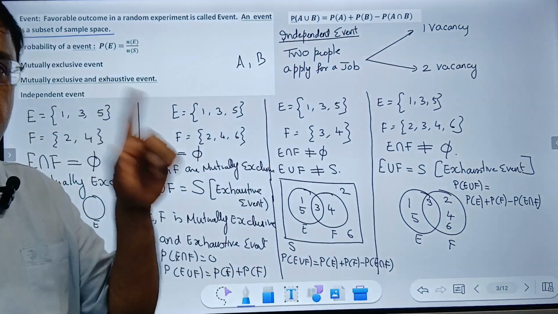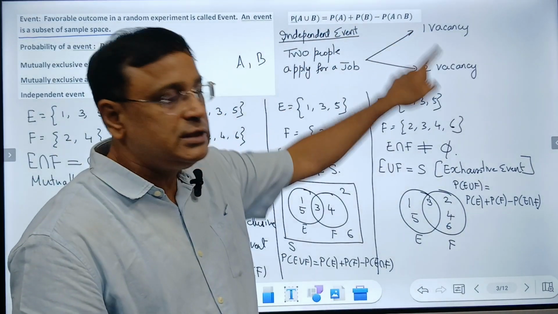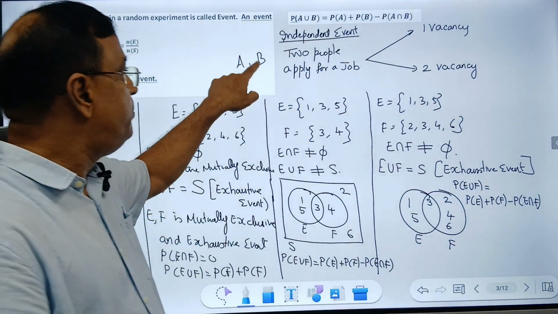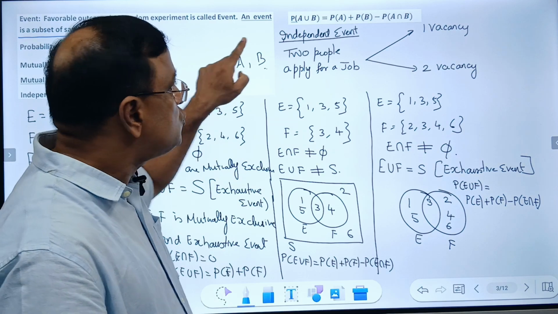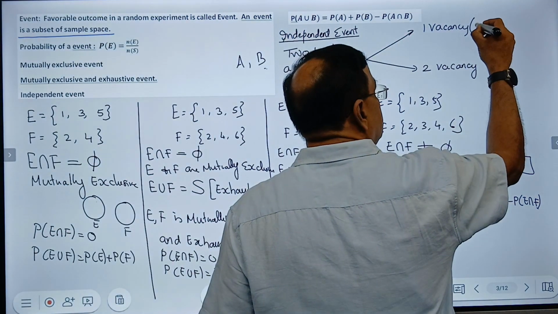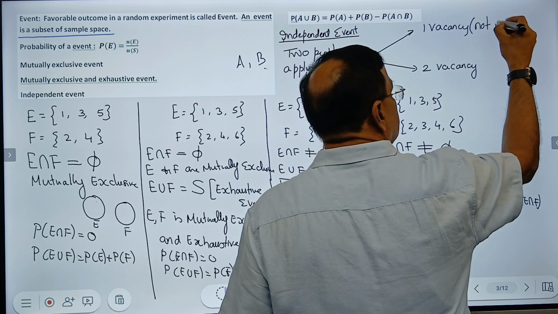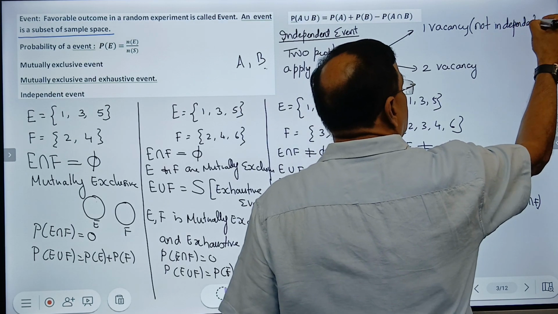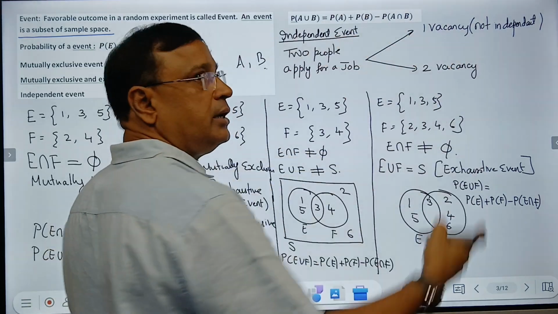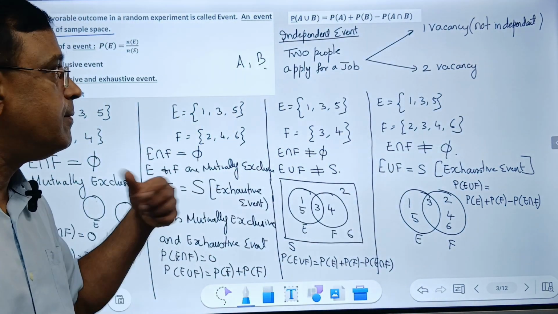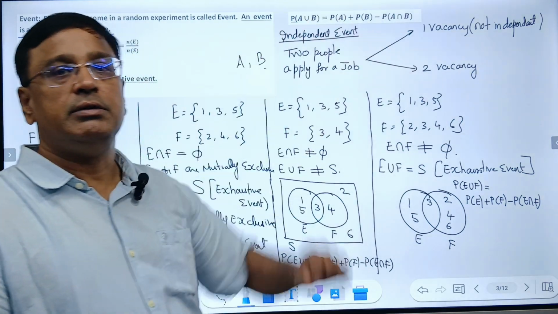Since there's only one vacancy, if A gets the job, B should not get the job. If B gets the job, A should not get the job. So this is a case where the events are not independent, because whenever A gets, B should not get. When B gets, A should not get. So they depend on each other. Such events are dependent events.